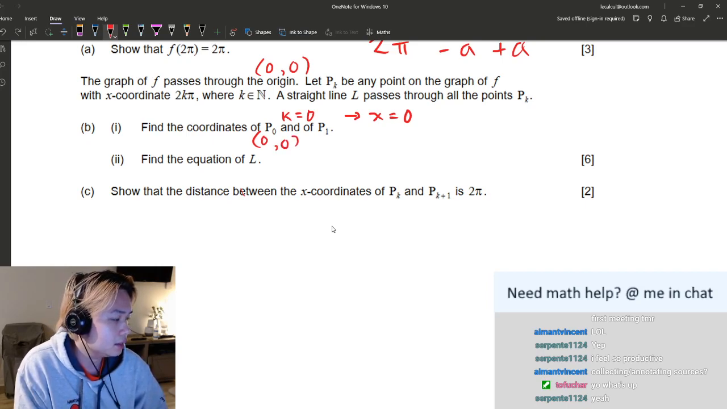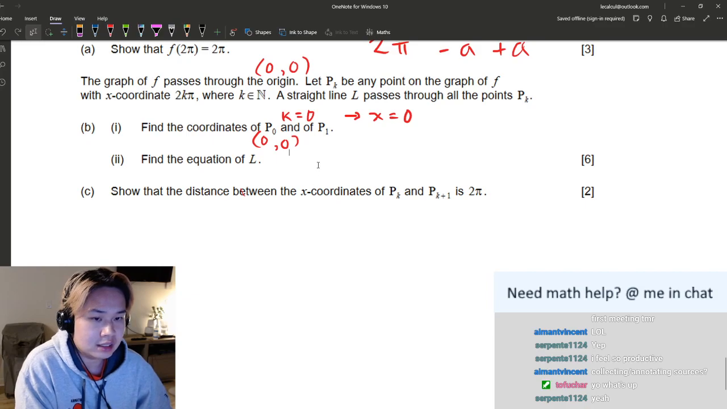Hey, Tofu Char. We are almost going to do Jump King soon. I got to finish up this question and one more.